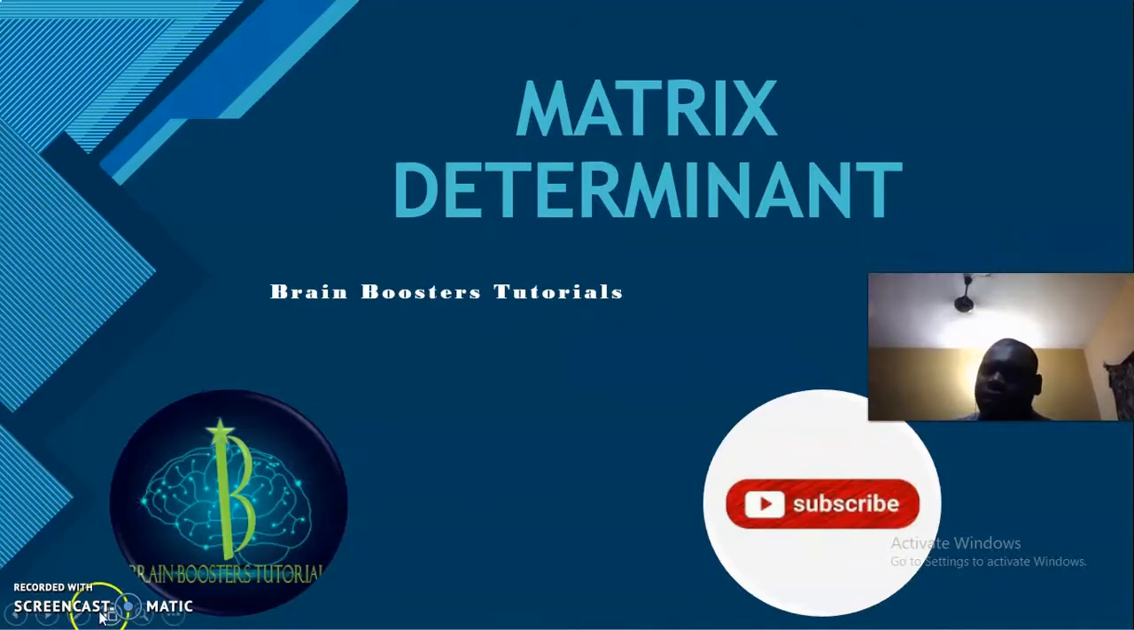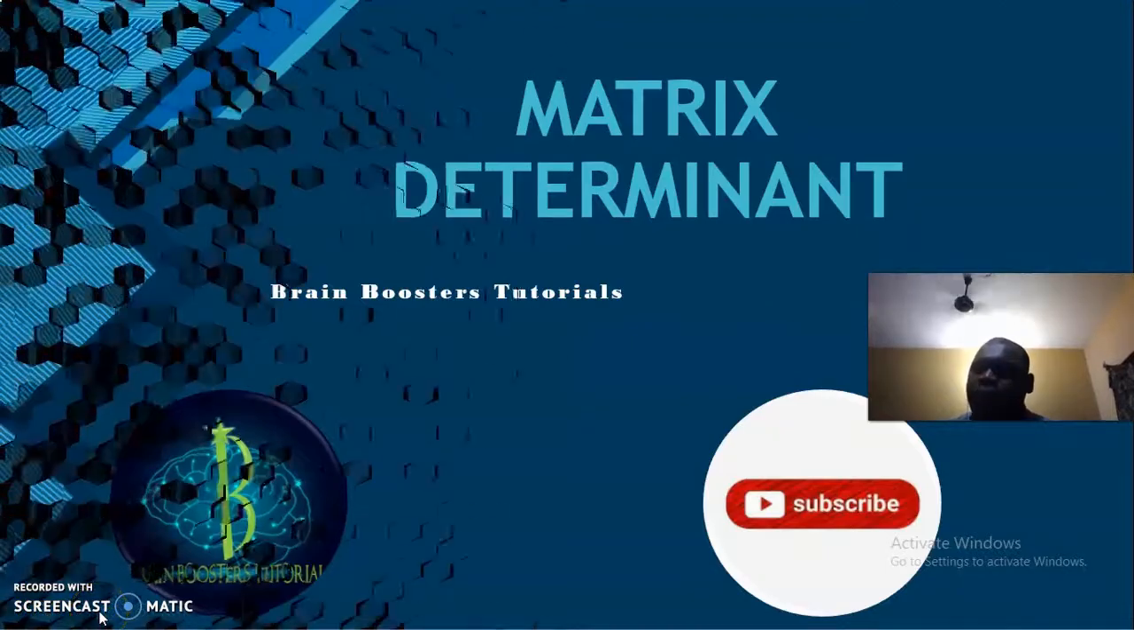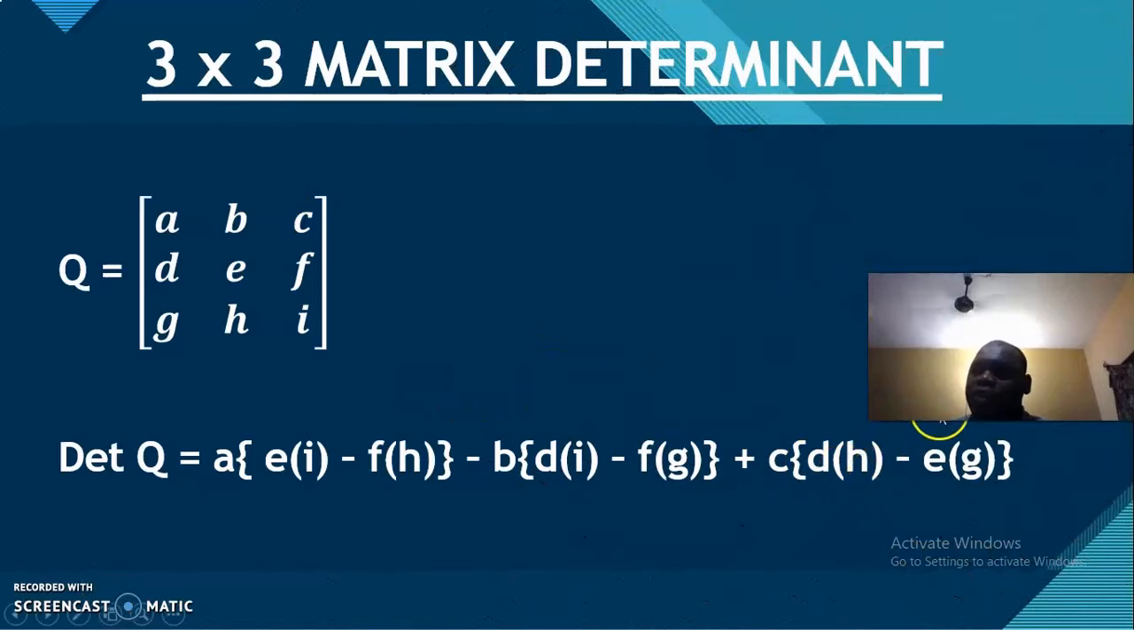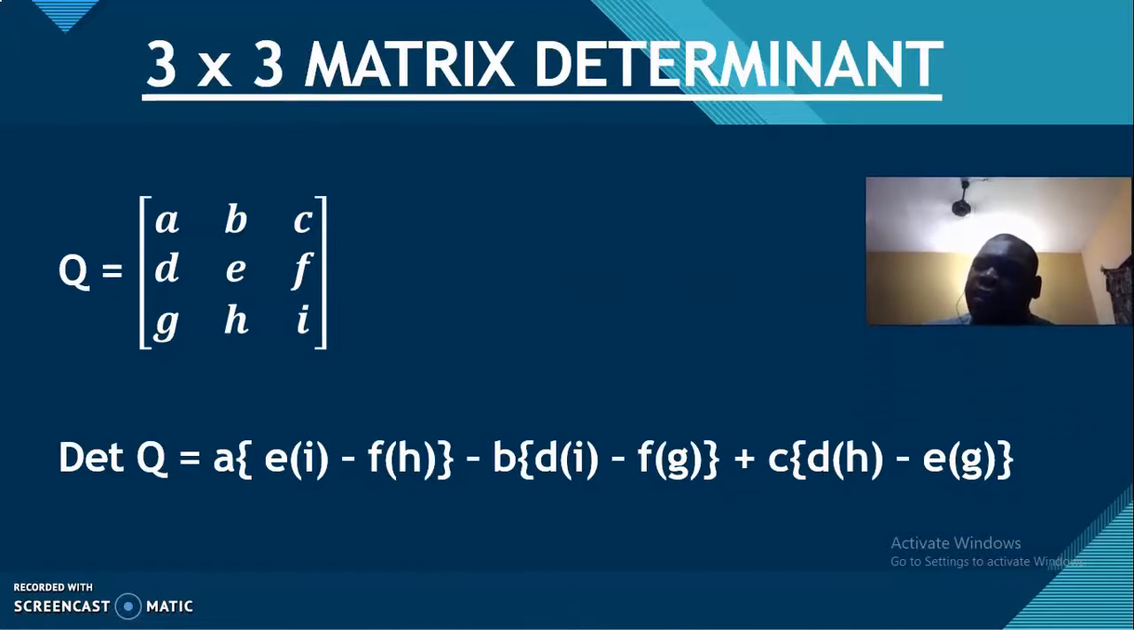Matrix determinants. In the previous class I gave the definition of a matrix determinant as a unique number that is gotten through a matrix. And for a matrix determinant to be gotten, the matrix has to be a 2 by 2 matrix.